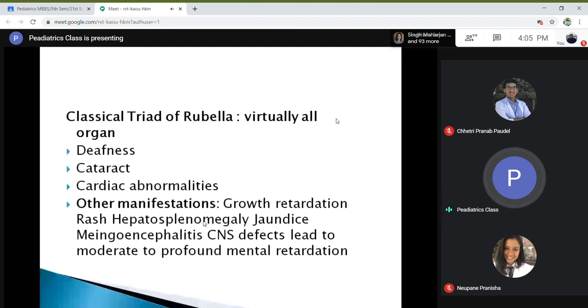Other manifestations include growth retardation; the baby may present with rash, hepatosplenomegaly, and jaundice as a newborn. Meningitis and CNS defects lead to moderate to profound mental retardation. This is called congenital rubella syndrome. It is very poor for upcoming babies, so we must be very careful, especially with childbearing women.